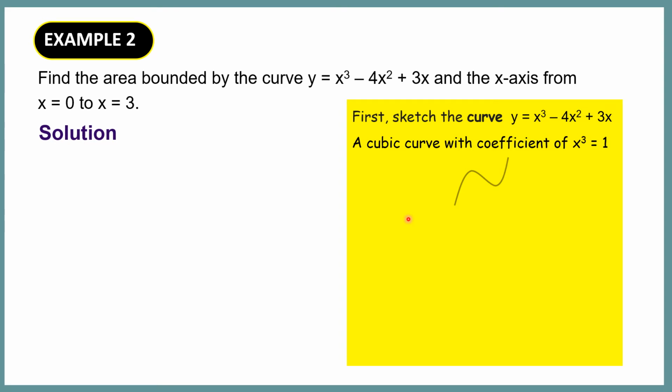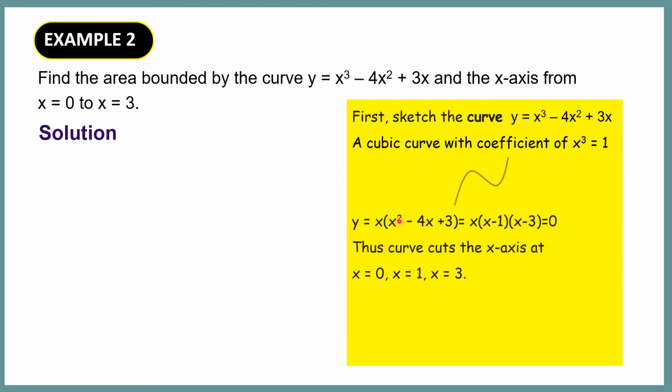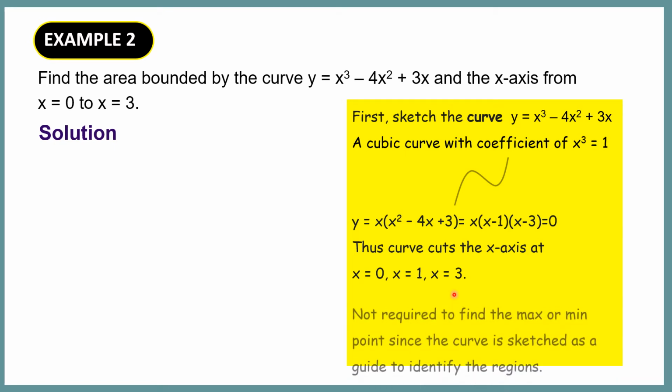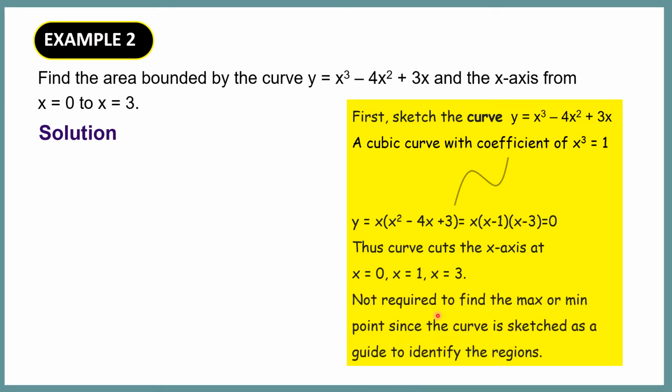Next, find the point where it cuts the x-axis. When the curve cuts the x-axis, y is 0. Factorizing, thus the curve cuts the x-axis at x equals 0, x equals 1, and x equals 3. Now, we are not required to find the maximum or minimum point, since the curve is sketched as a guide to identify the regions.